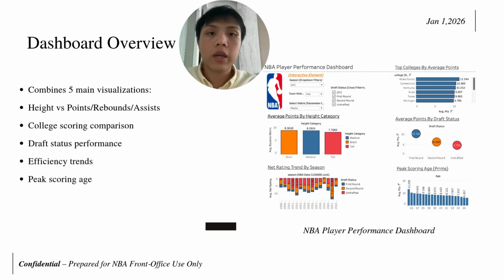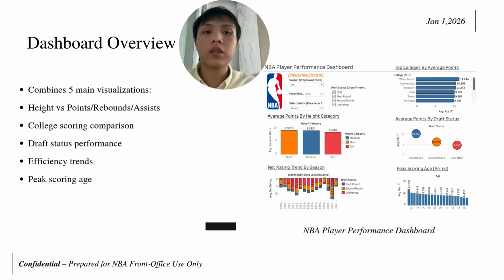The dashboard brings together five main visualizations into a single, cohesive view. The first visualization shows height versus points, rebounds, and assists, allowing us to see how physical traits relate to performance. The second compares average points by college, highlighting which programs produce high scoring players. The third examines performance by draft status, showing the relative impact of first round, second round, and undrafted players.